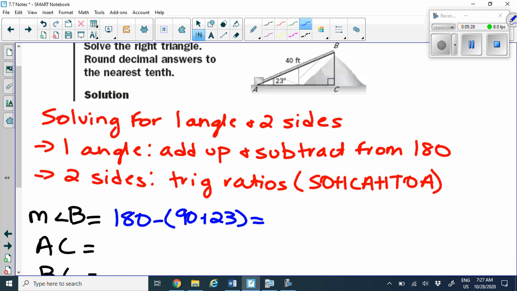So remember, you shouldn't get any negative angles. If you do, relook at your work. All angles and all sides need to be positive. So we add up 90 plus 23. That gives us 113. Now we do 180 minus 113.